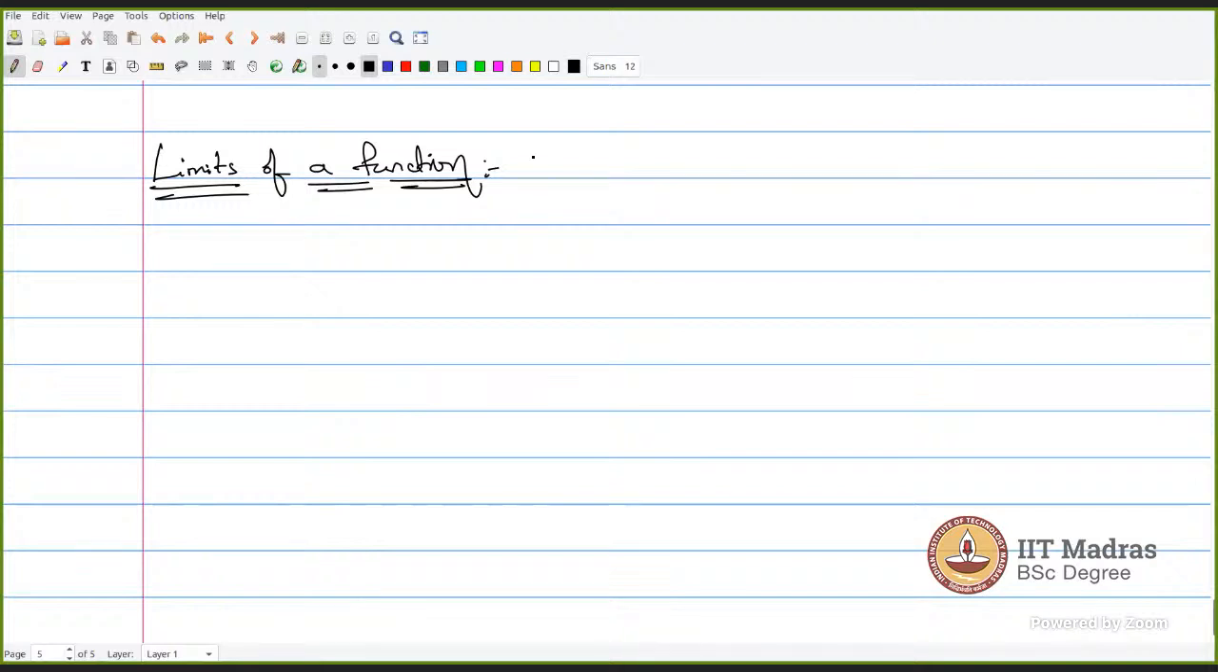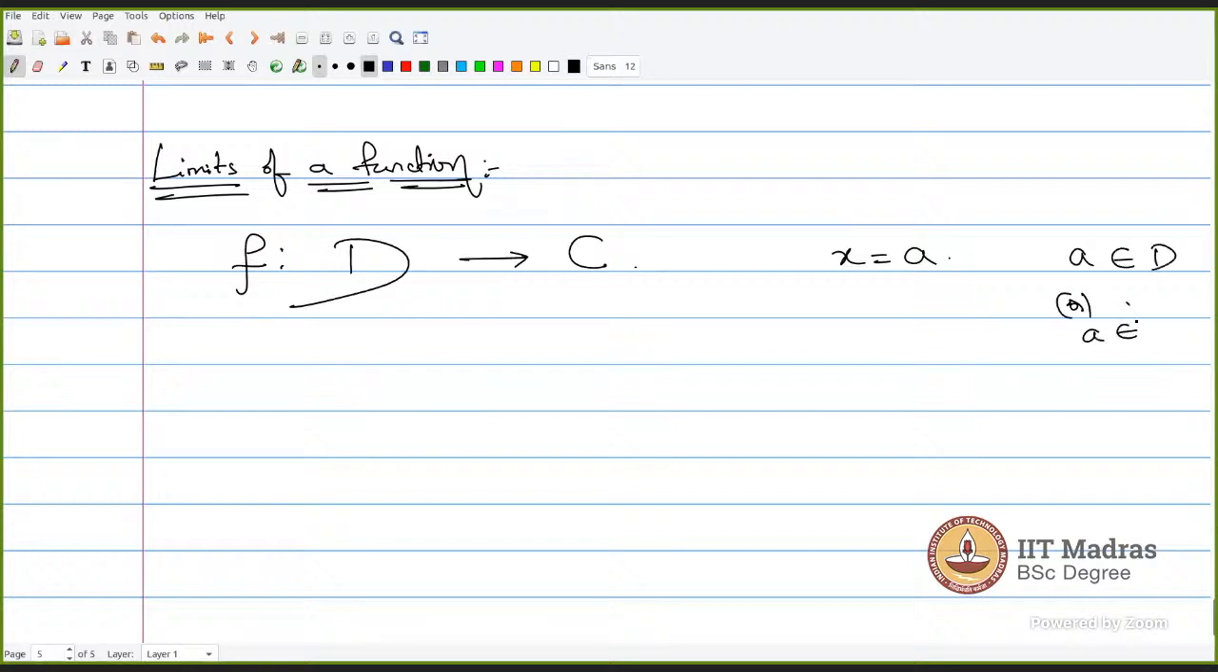So now we are getting into functions. I have a function which is defined on some domain D to some codomain C. If I wanted to find whether the limit value exists at a point x equals a or not, where my a can be inside the domain or outside my domain. So a can belong to D, or a may not be in D.